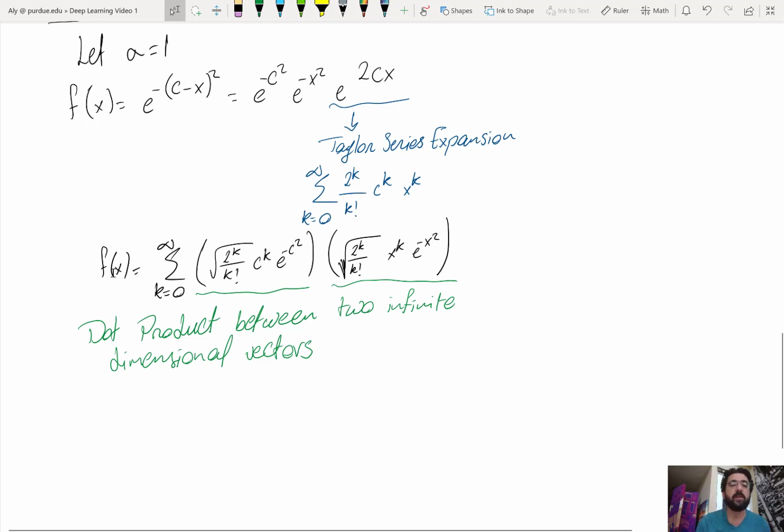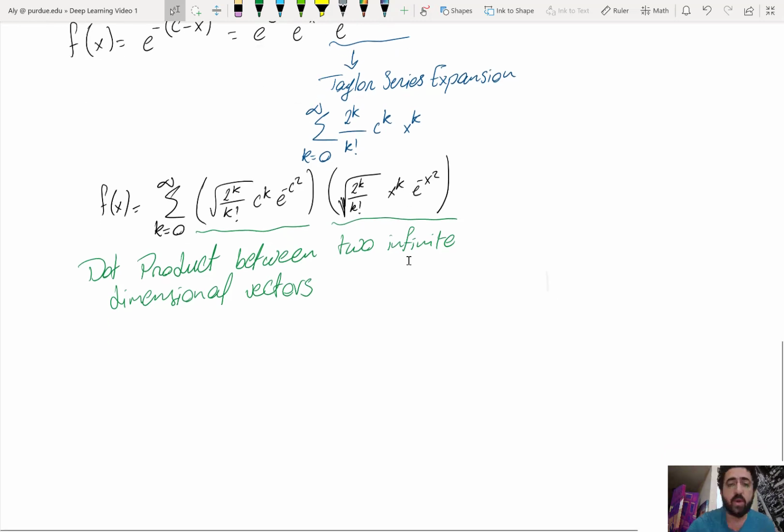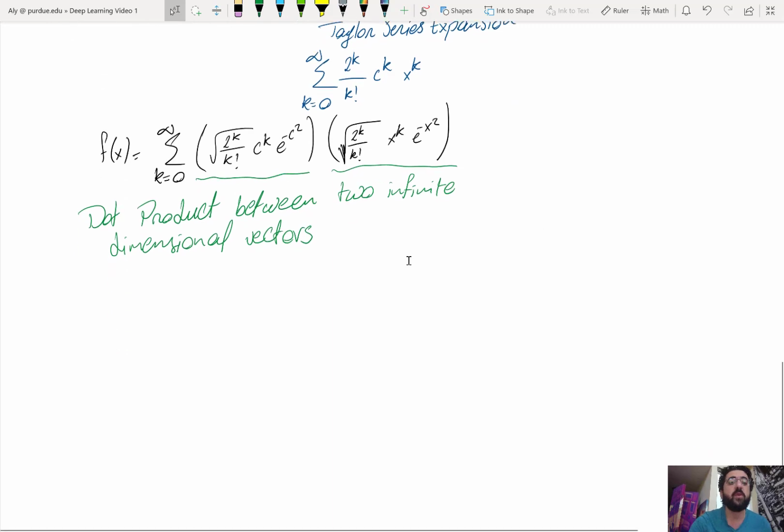I can represent f of x as an infinite sum of a part that depends only on c, which is the square root of 2 to the k over k factorial times c to the k times e to the minus c squared, times another part that depends only on x, which is the square root of 2 to the k over k factorial x to the k times e to the minus x squared. Now this is a rough explanation, so I'm not providing a rigorous proof for it, but you can think of these two terms as a dot product between two vectors that are infinite dimensional.